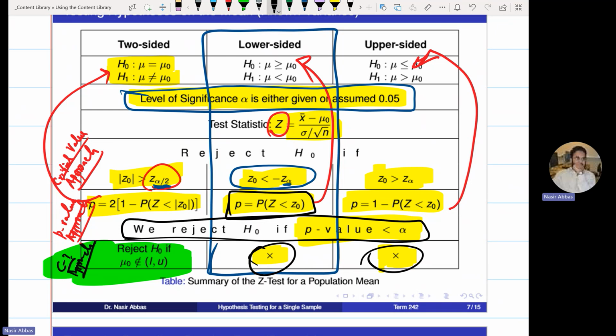This cross does not mean that this approach does not exist. It does exist. One-sided confidence intervals were there in chapter 8. If you remember, we did not cover it, but one-sided confidence intervals are there in chapter 8. But we did not cover it in this course, so you will see the cross marks here.